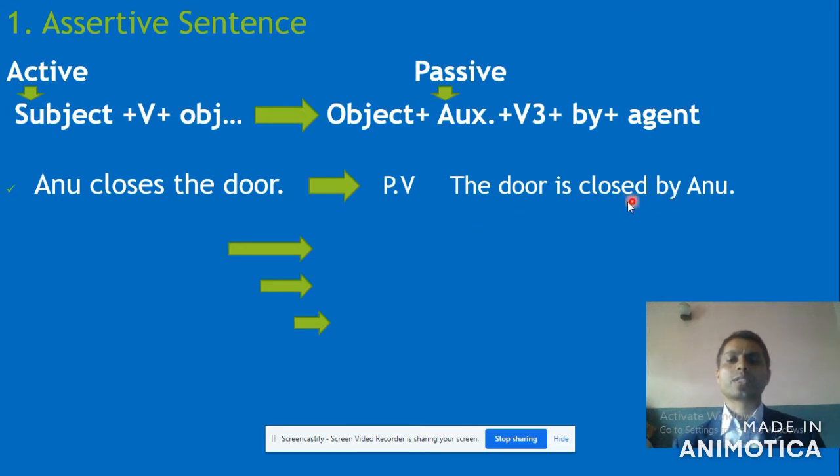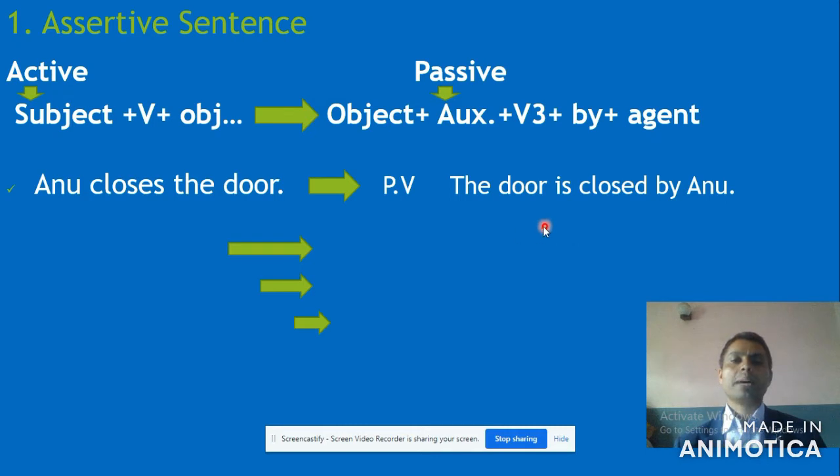The door is closed. This is the past participle from the verb, past participle, verb 3 also you can say, verb 3, by Anu. The subject becomes the object or agent here. So you can find this structure here. The door is the object, then is is the auxiliary verb, and verb 3 is the past participle form of the verb, then by plus agent.